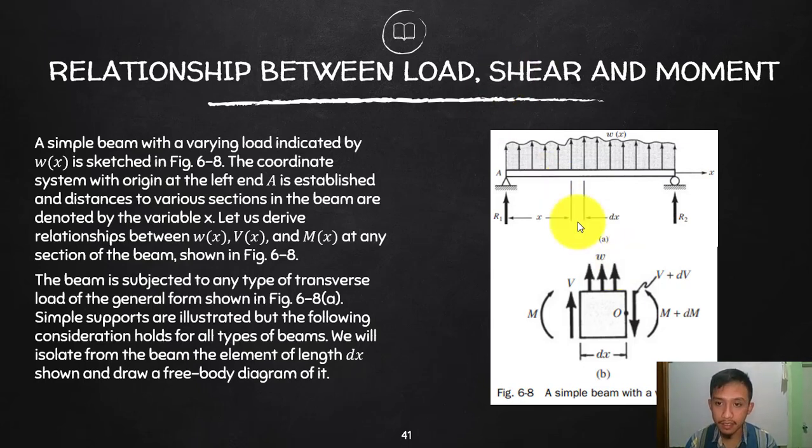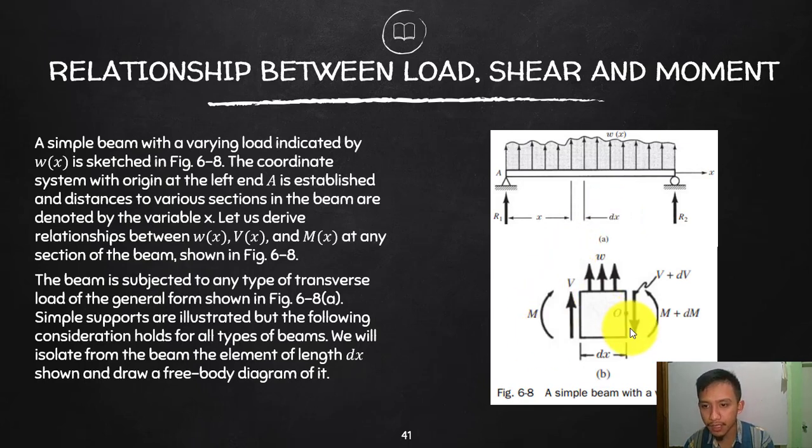At a certain section x, there is a shear V and a moment M. However, we will now move a little bit by a distance dx. That d means derivative, and going back to differentials, the derivative of a certain quantity means a very small part of that quantity. So within a distance x, we move a little bit by a small distance dx.